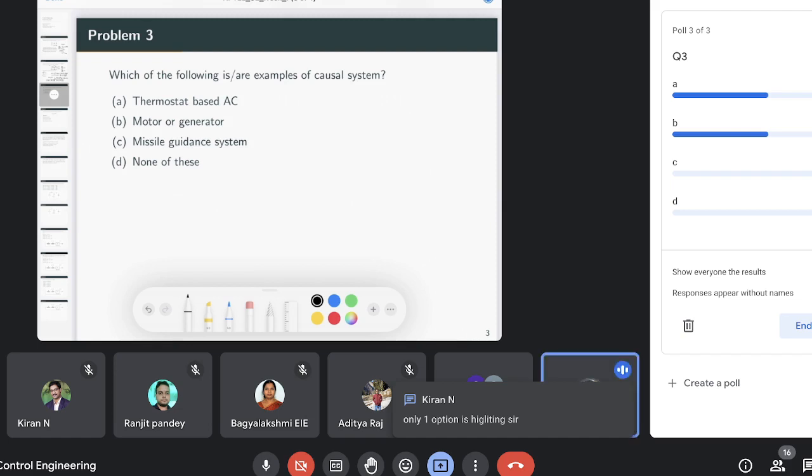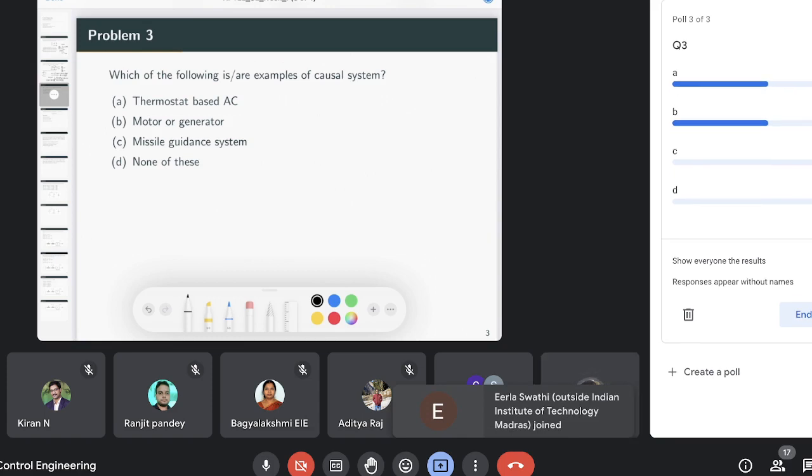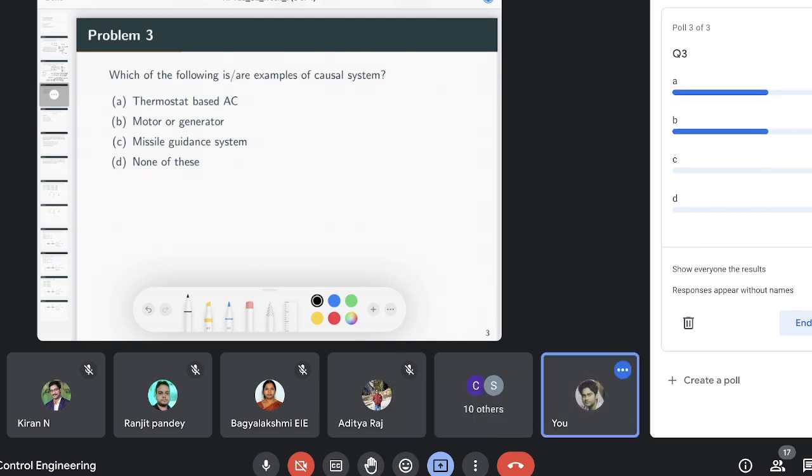Hello, sir. In question number three, I clicked on options A and B, but only A gets selected. Maybe multiple options is not enabled. I have to check. Anyway, no problem. It's fine if you can choose just one option also. I think I have to check the settings to set it to multiple options.